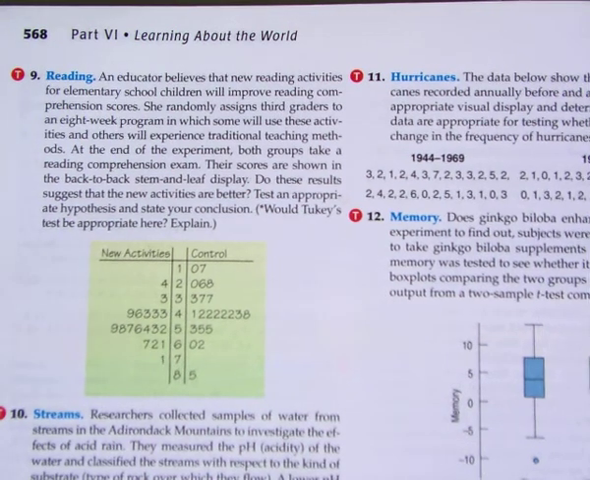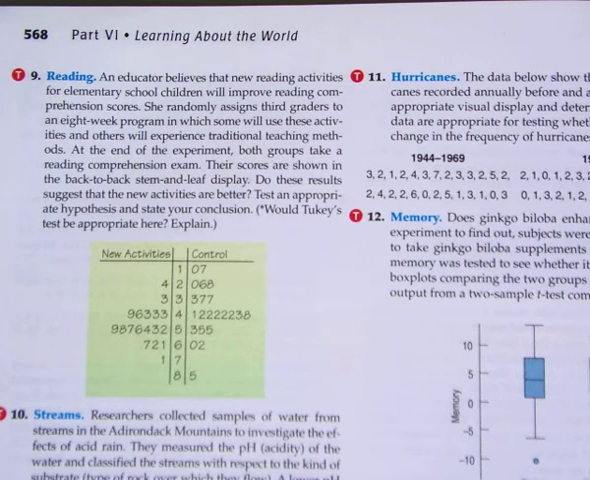All right, so we got this reading problem. We got a new reading program versus a control group, and then students are given a reading comprehension exam, and then we got a back-to-back stem and leaf display.